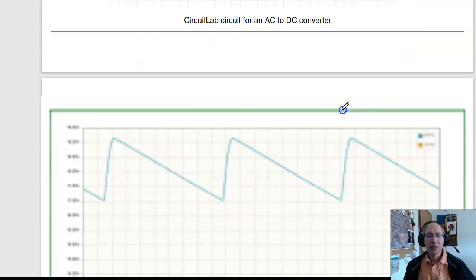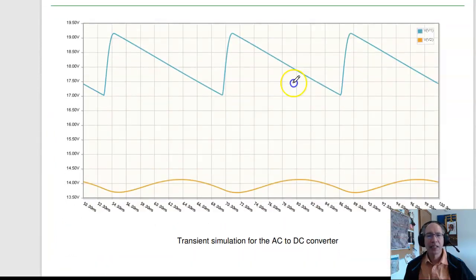So that's analysis. And again, this is what it looks like in Circuit Lab. So take the peak and minimum. Difference is the AC voltage. There's your peak to peak. And the average is your DC voltage. Likewise at V2.